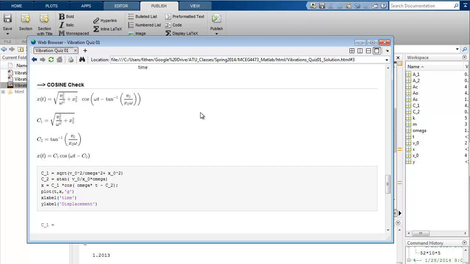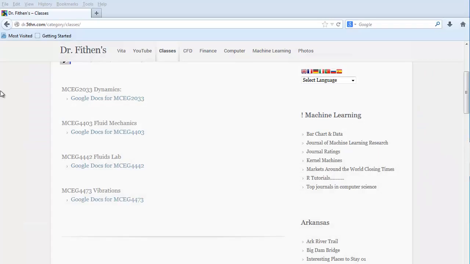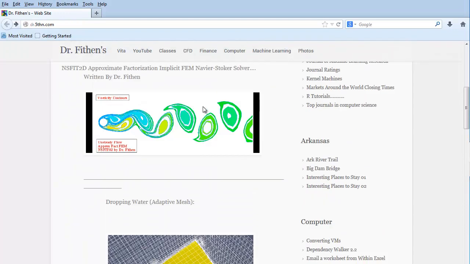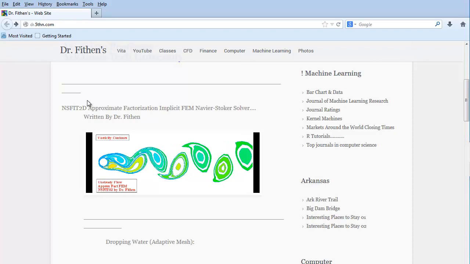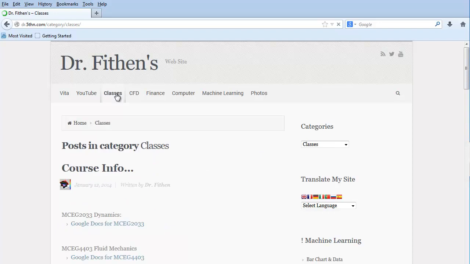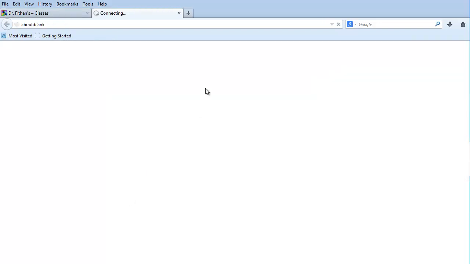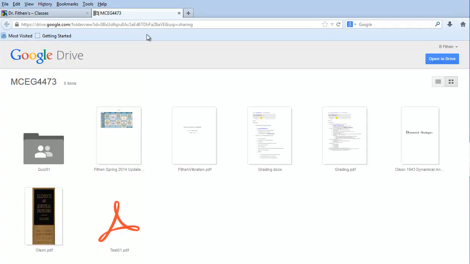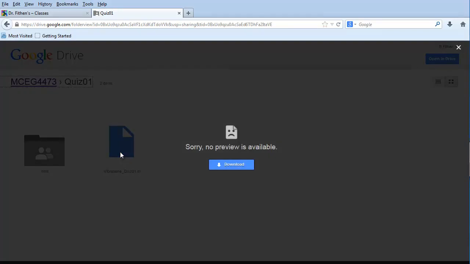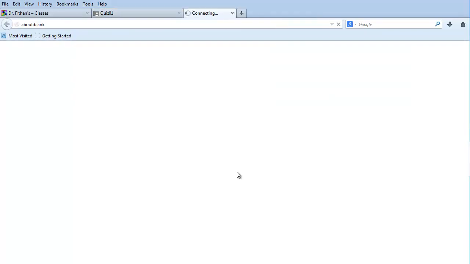And let me show you where that's at. Okay, if you just go to the website here. And then, of course, when you go up, you'll see that the bar goes across. But if you go to Classes, give it a second. When you get to Classes, go to Vibrations. It'll open the Google Drive, and you'll see the quiz right in here. So the file to download would be that one. You would just download it.